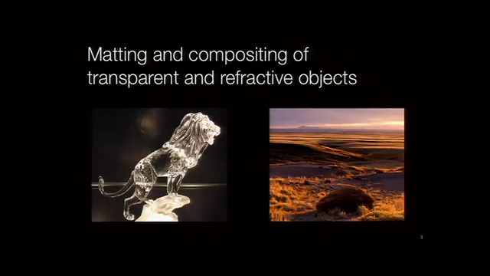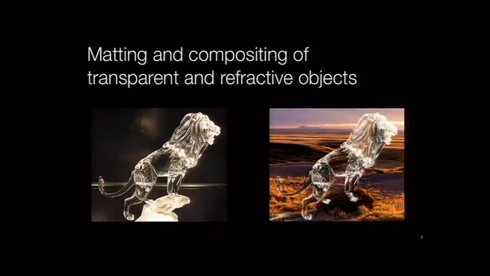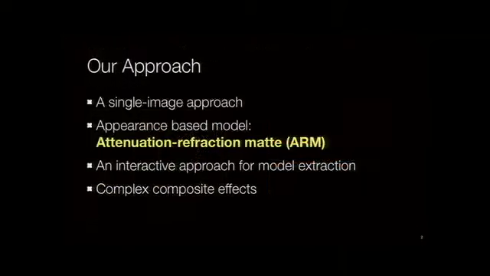So, the input of our problem is an image of a transparent object. And what we want is to output a composite image where the transparent object is pasted onto a new background with proper visual effect. Conventional mapping algorithms assume the foreground object to be opaque, and so they do not work for transparent objects. So we propose to solve the mapping problem of transparent and refractive objects from a single image, and we believe we are the first one to make it practical.